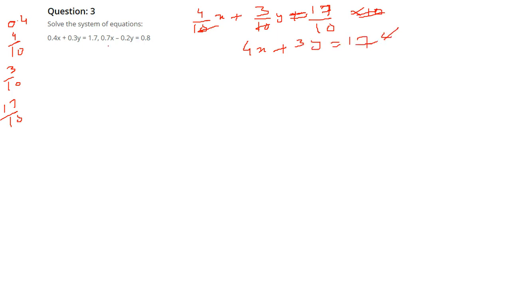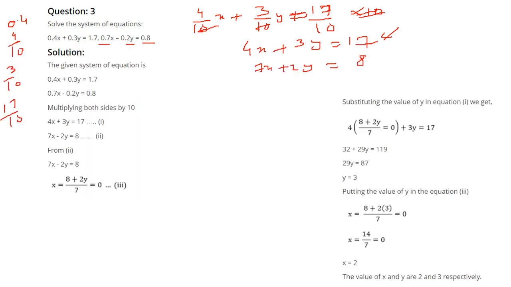Now the second equation is also 7 by 10 x, 2 by 10 y and 8 by 10. So multiply by 10, you get 7x plus 2y equal to 8. So this is how you get it. Now you can choose this equation. 7x will be equal to 8 minus 2y. What do you get in x? 8 minus 2y by 7. This is minus, so it will be 8 plus 2y. This is 8 plus 2y by 7.